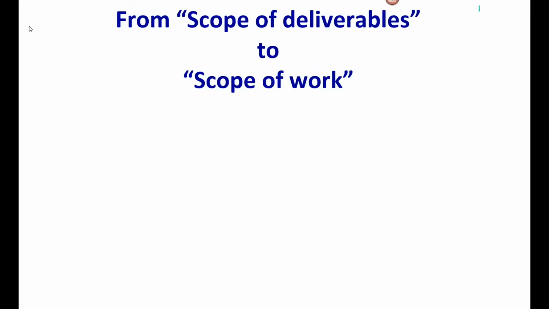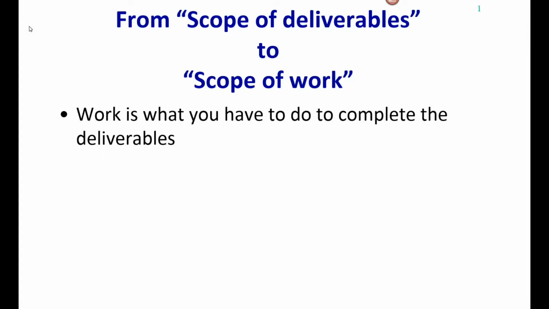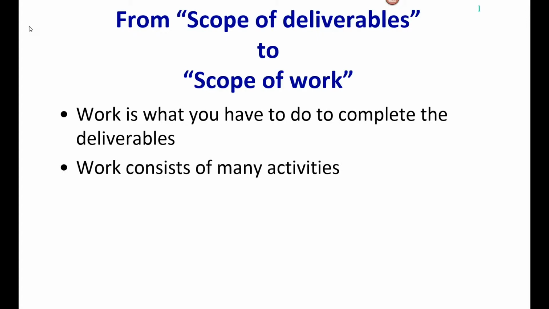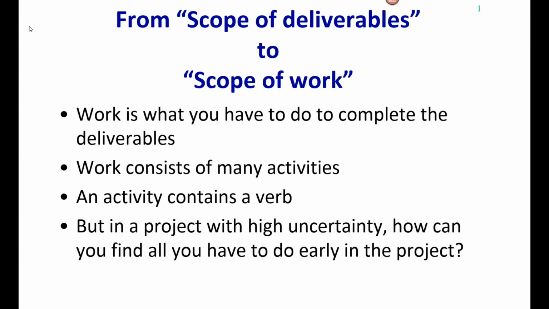After we have completed the scope of deliverables in our mandatory assignment number 1, using the specification structure, it's time to move on to the scope of work. So we're going from scope of deliverables to scope of work. Work is what you have to do to complete the deliverables. And of course, work will consist of many activities. And remember this, an activity contains a verb.